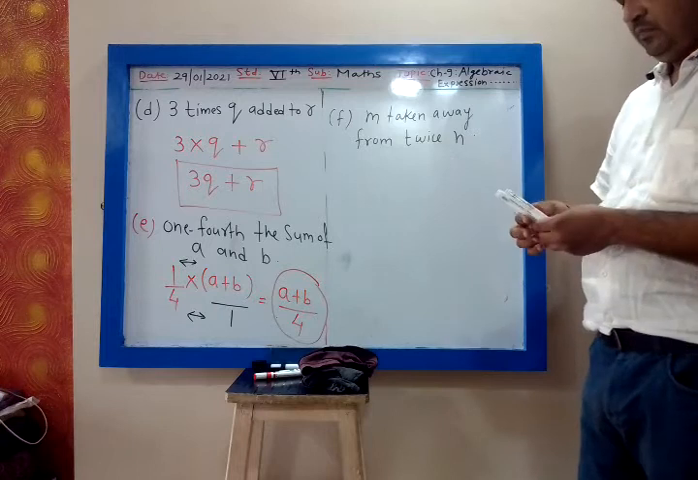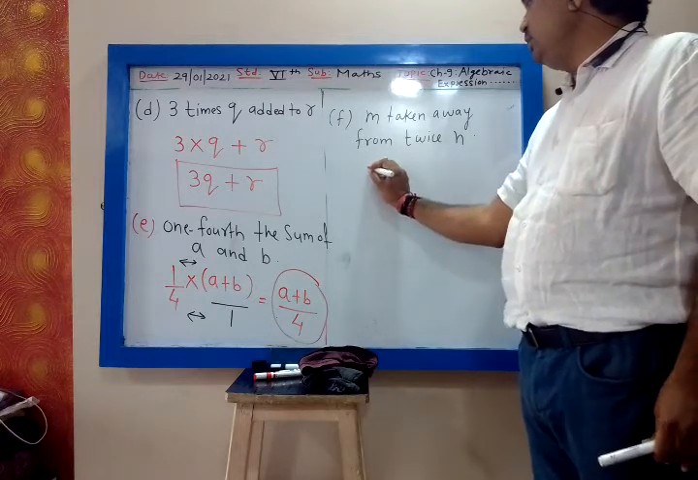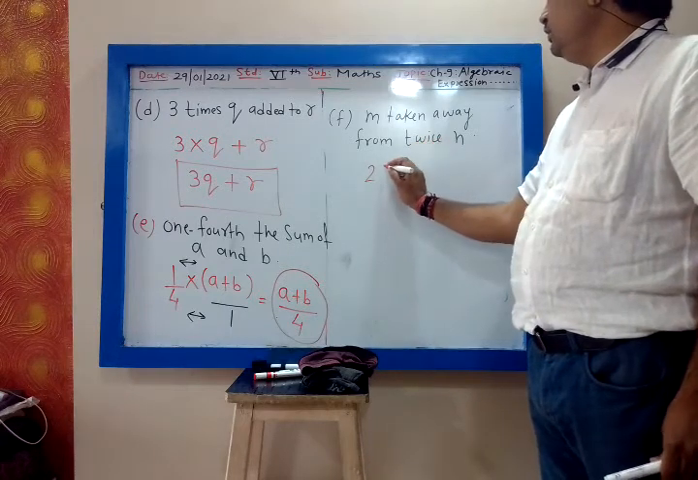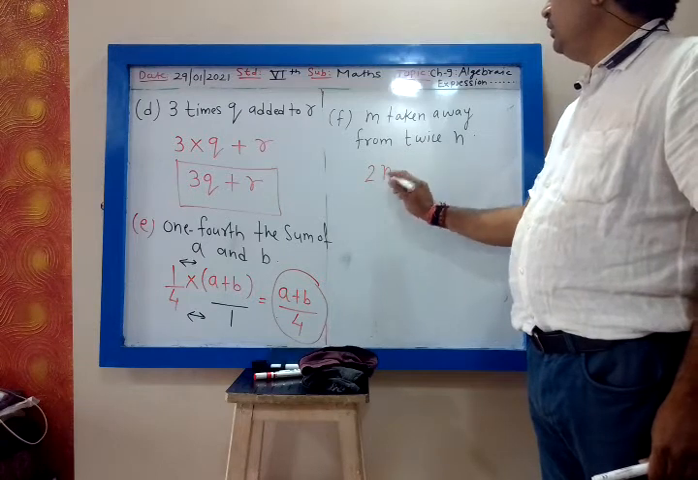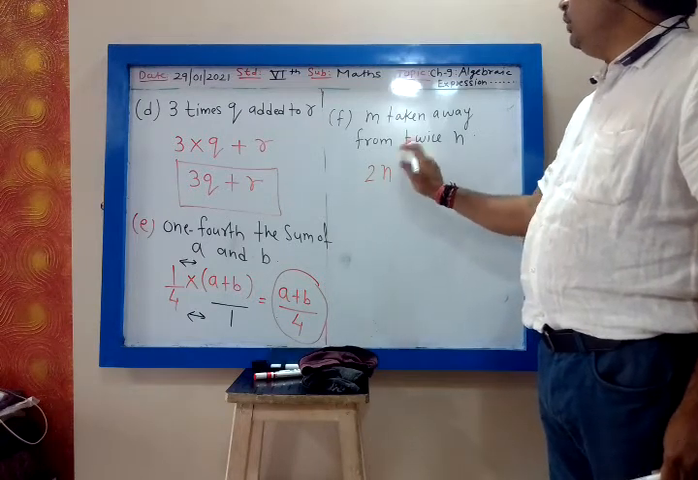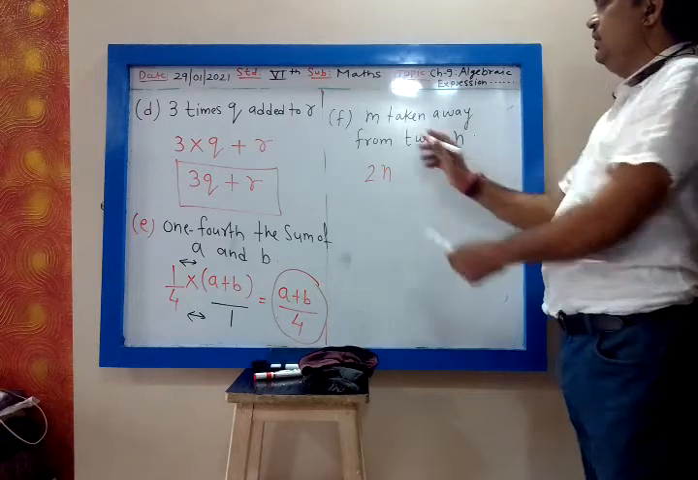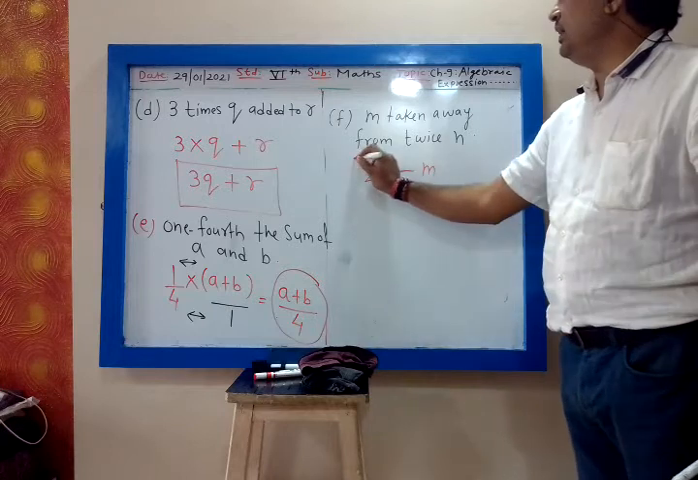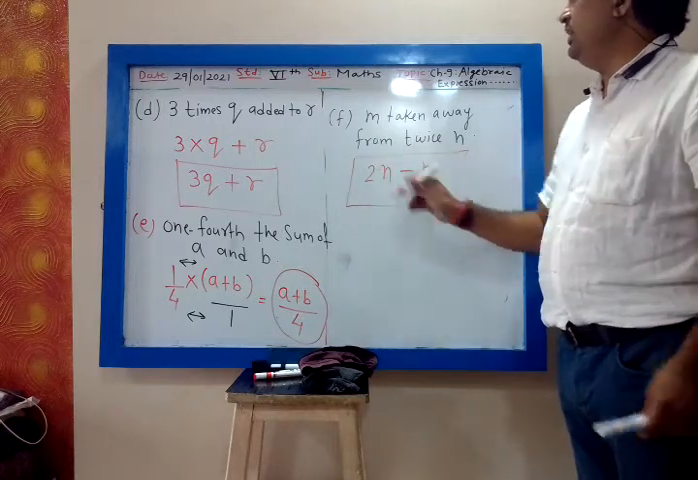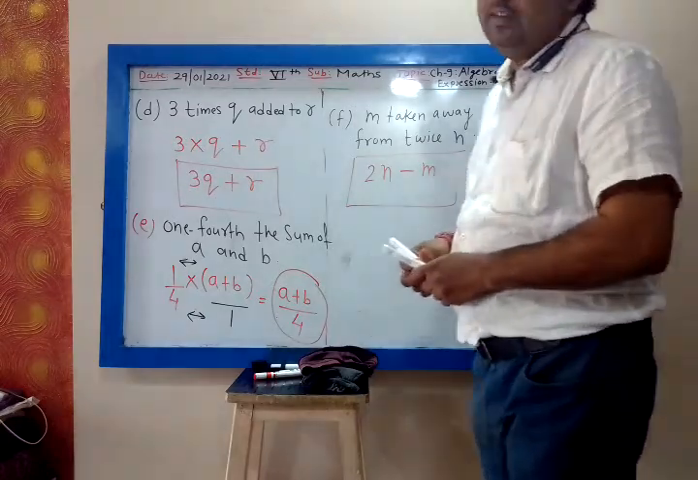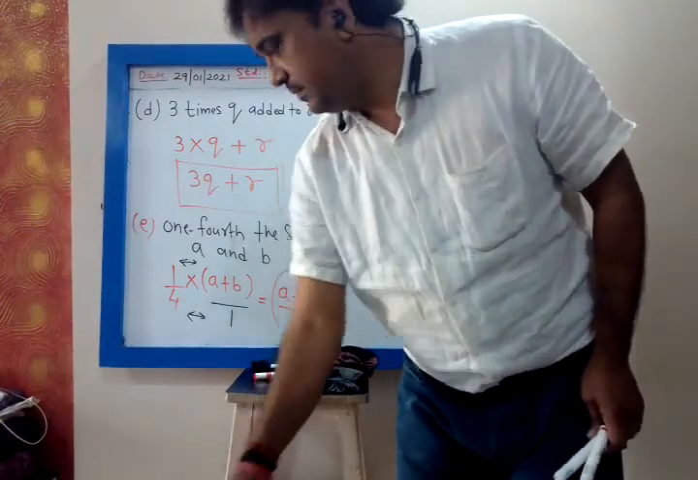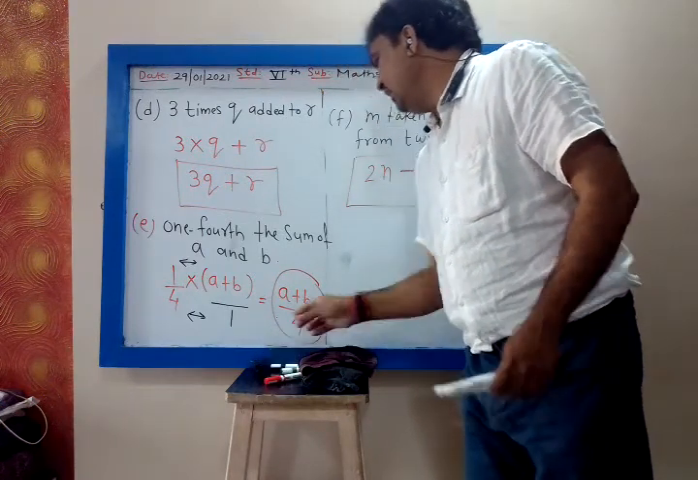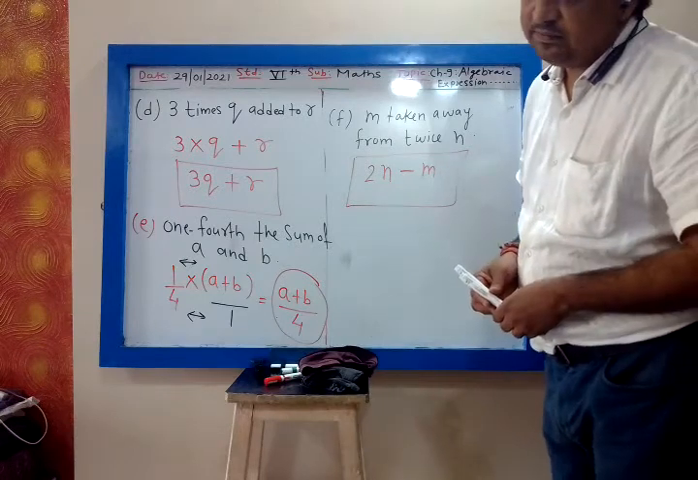Twice N. Twice means 2 into N. So twice N means 2N. From this, which number are we taking away? M. Taking away means minus M. So that is 2N minus M. From twice N we are taking away M. Yes, this is the answer.